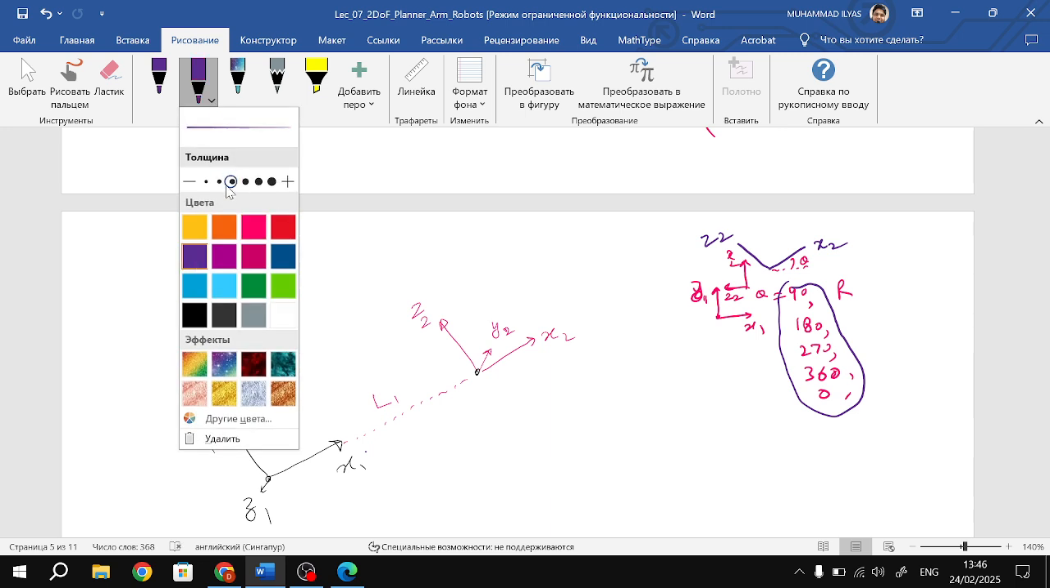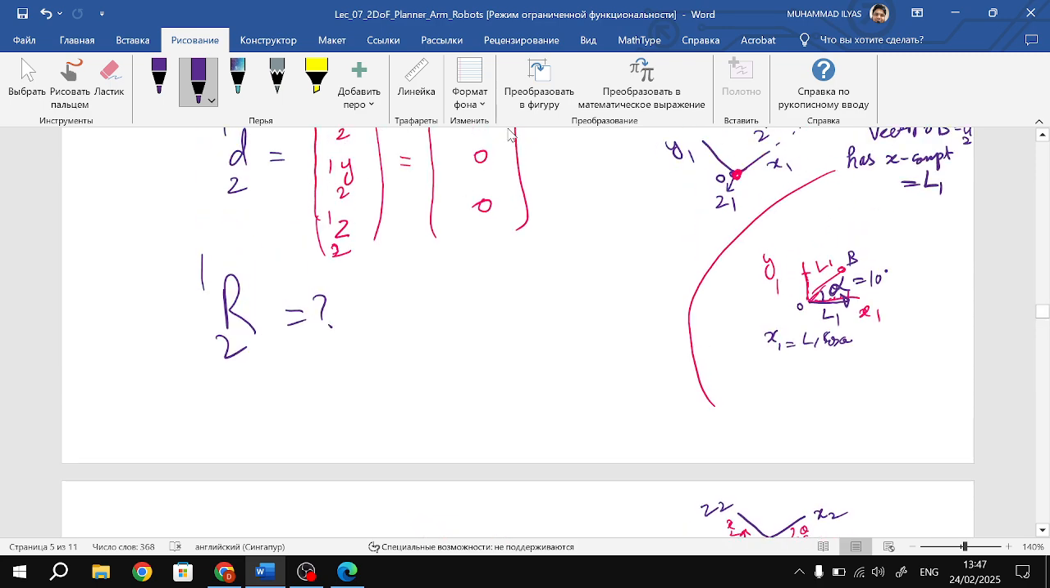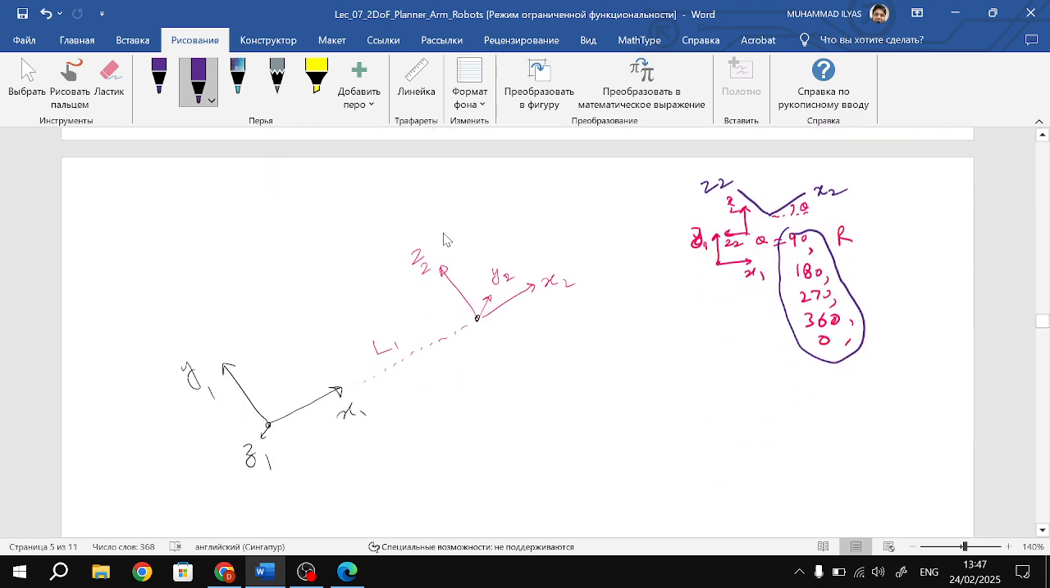So how do we find the rotation matrix? We already found the displacement, right? No problem, L1, 0, 0. What about the rotation matrix? In this case, you know that your angles are at 90. Now your frame 2 is rotated by 90, not some arbitrary angle.